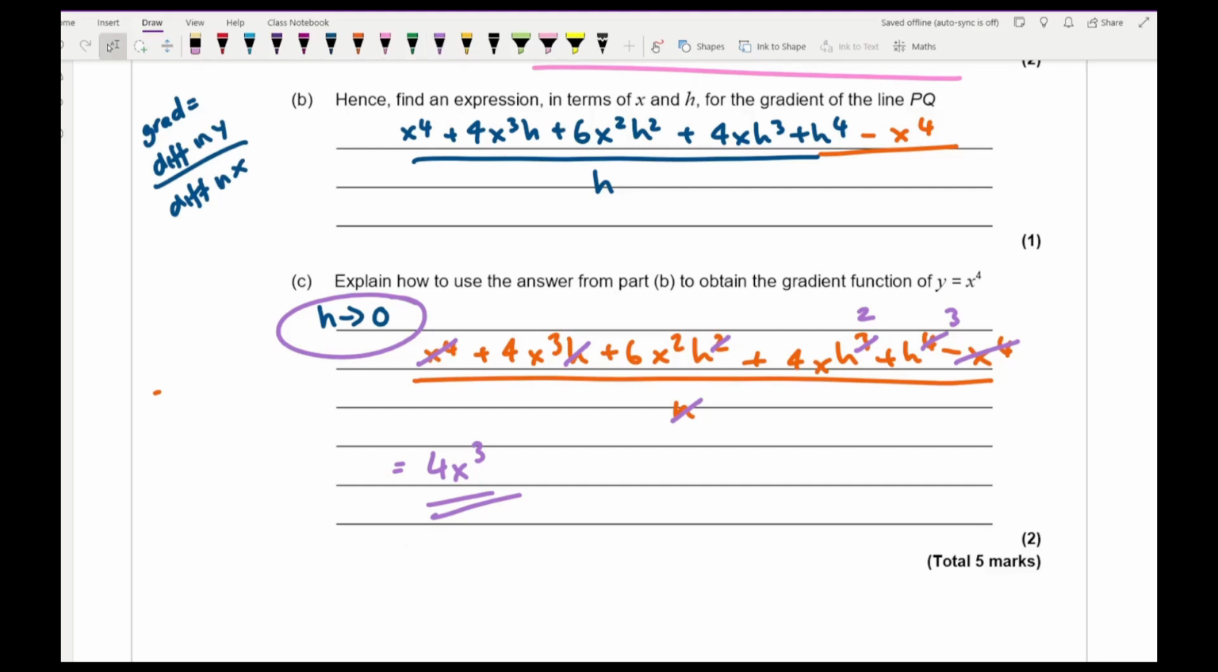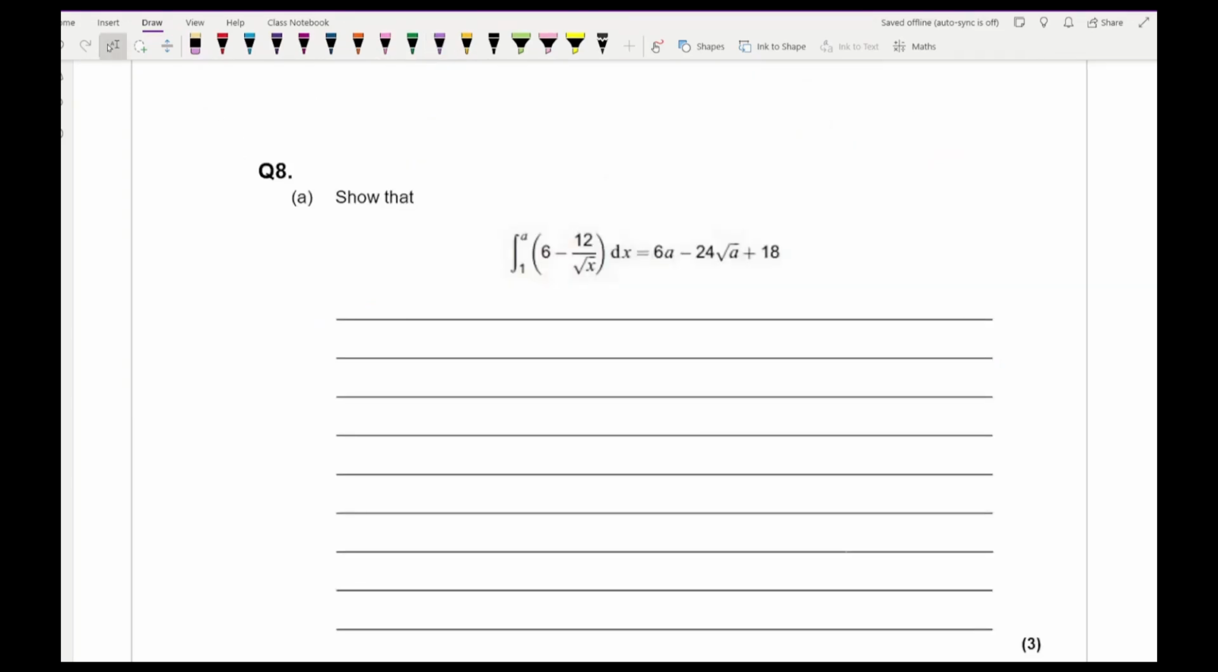Now moving on to question 8, it says for A, show that, and we've got an integral from a to 1 of 6 minus 12 over root x dx equals 6a minus 24 root a plus 18. So if we take this integral here, and let me just write that out again. So we've got the integral from a to 1 of 6 minus 12 over root x dx.